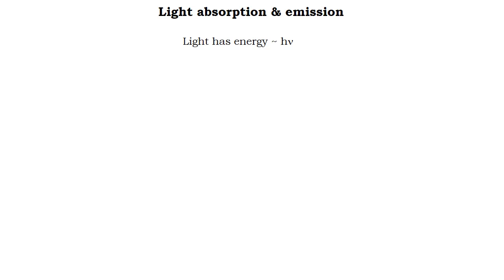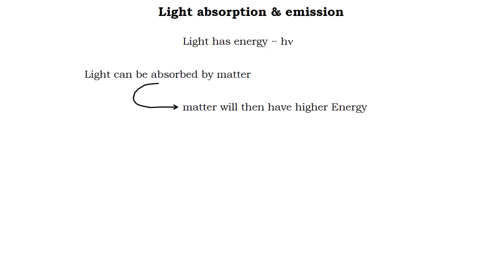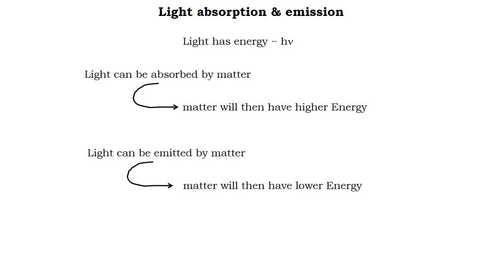And so the idea here is that light has energy. The energy is related to Planck's constant and the frequency. So the higher the frequency, the more energy it has. Light can be absorbed by matter, and then the matter will have higher energy. It'll be in an excited state, is what we say. But excited states with higher energy are less stable, and they often fall back down to their lower energy state. And then they would emit light, and so light can also be emitted by matter, and if the matter emits light, it will have a lower energy than it did in the beginning. And so light has energy associated with it.